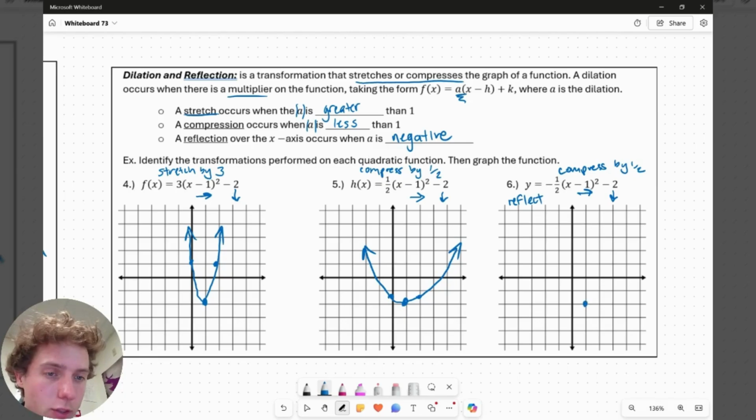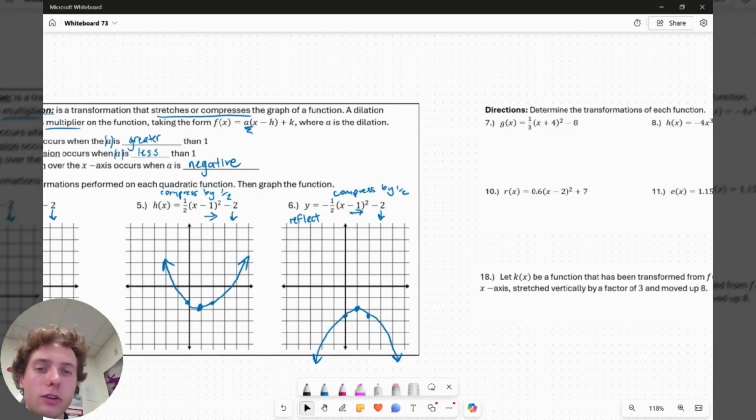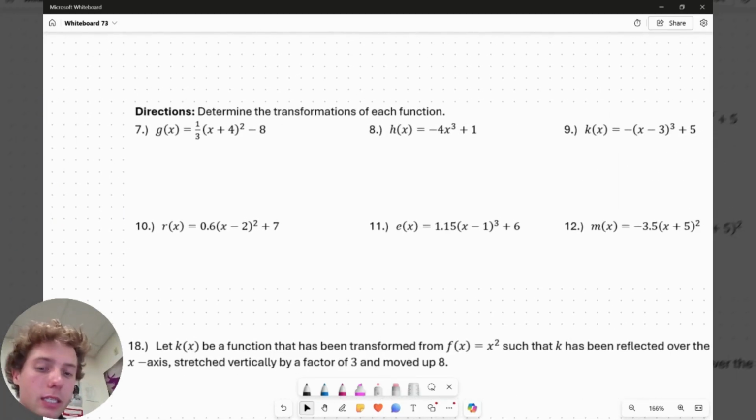Right 1, down 2, compressed by 1/2, so it's becoming fatter. But wait a minute, we're also reflecting it. So we said that that reflection means it should be going down now instead. So we need a fat U going down instead. This is how our reflections work. Being able to identify the transformations is one part of it. Being able to create a function is another.